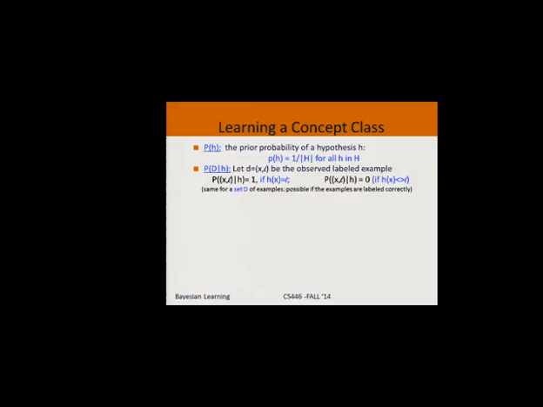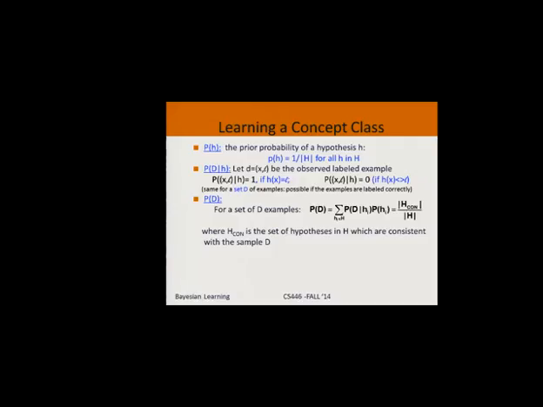So this is for one example. Exactly the same thing is going to happen if I have a set of examples. It must be that all of them are consistent with H for P of D given H to be 1. Otherwise, it's 0. Third component, the probability of the data. So I'm just using the total probability formula here. For a set D of examples, what is P of D? Sum over all hypotheses, P of D given H, P of H. Now notice, P of H is 1 over the size of H, for each one of them. P of D given H could be either 0 or 1.